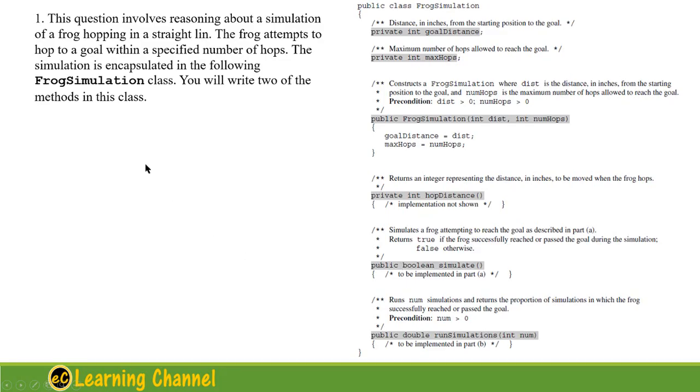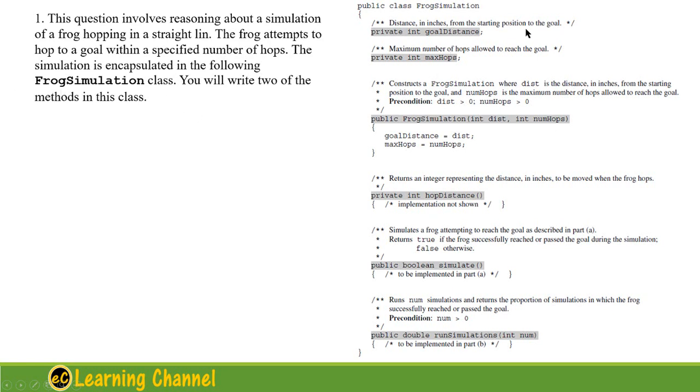Question 1 is about reasoning of the simulation of a frog hopping in a straight line. The frog will be hopping in a straight line, and you try to determine whether it reached the goal or not. The frog attempts to hop to the goal line within a specified number of hops. The simulation is encapsulated in the following frog simulation class.